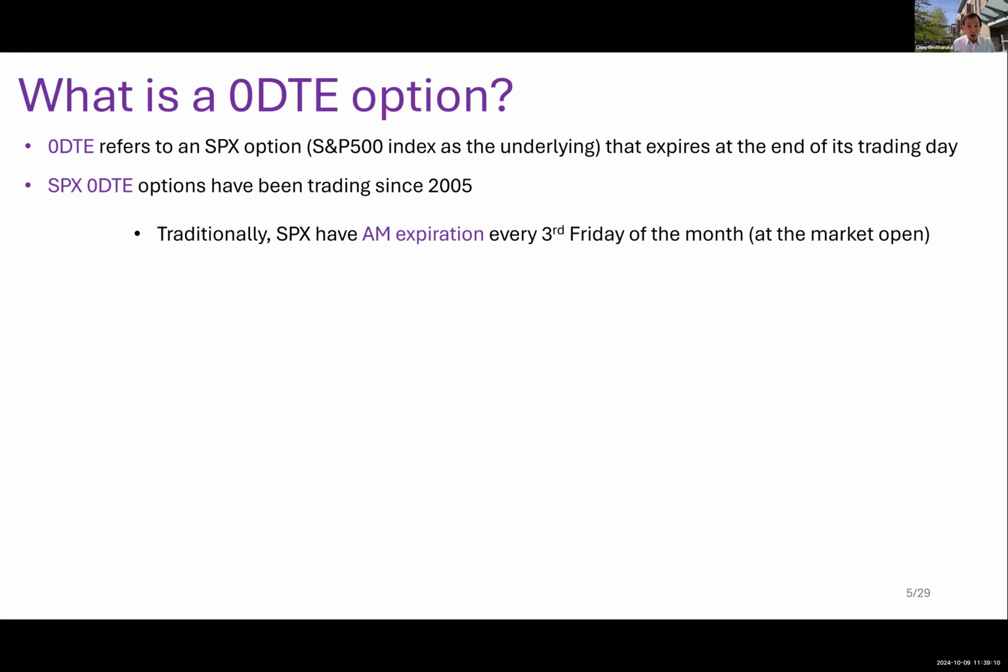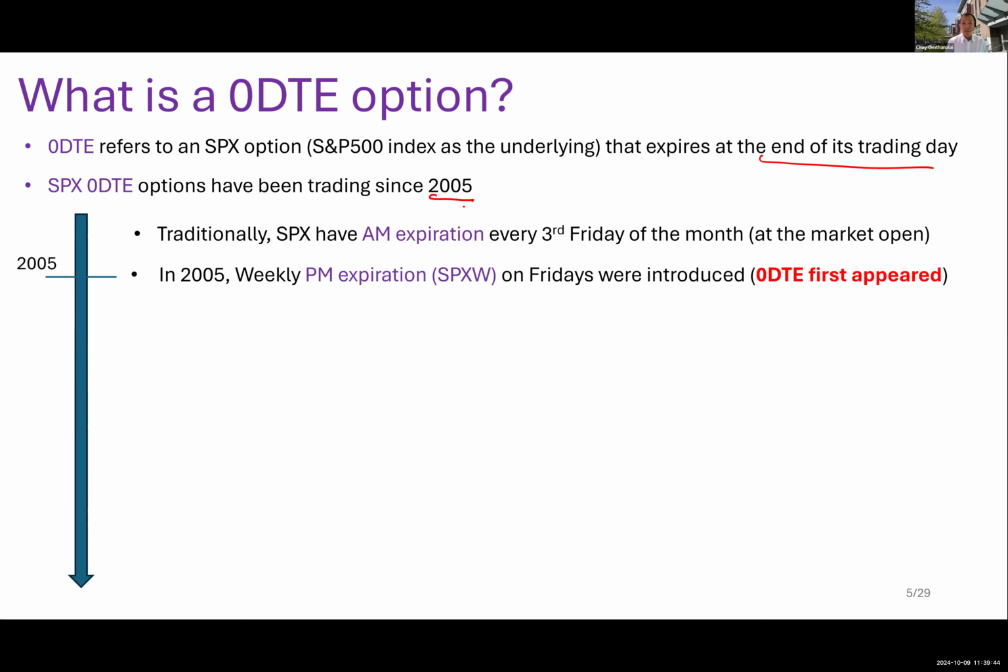What this definition means is that it has to be a PM settlement option. And interestingly, zero DTE has been trading since 2005. So this product is really not new. It just got a lot of attention, and volume just exploded recently. Traditionally, SPX options have 8 a.m. settlement, meaning that it will settle on the morning of the third Friday of the month. So that's the traditional conventional S&P 500 index options.